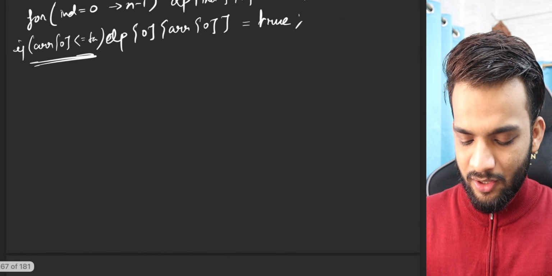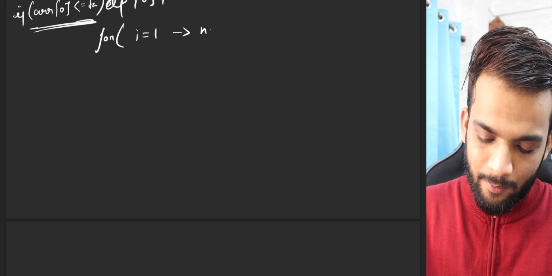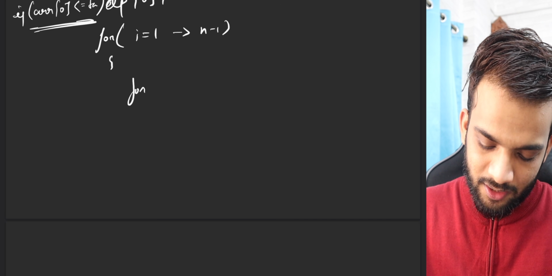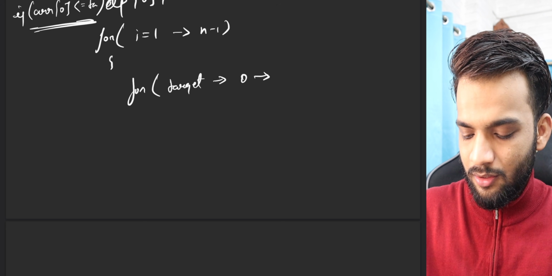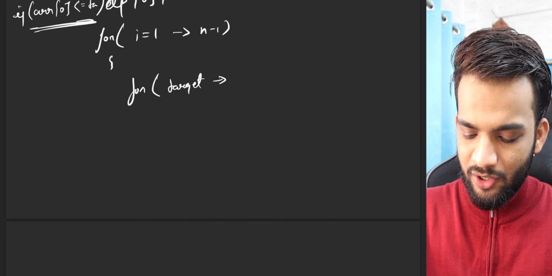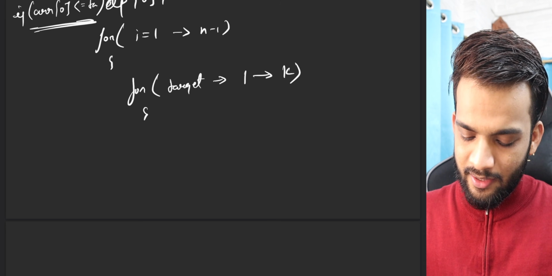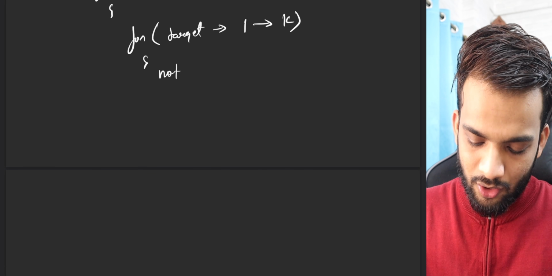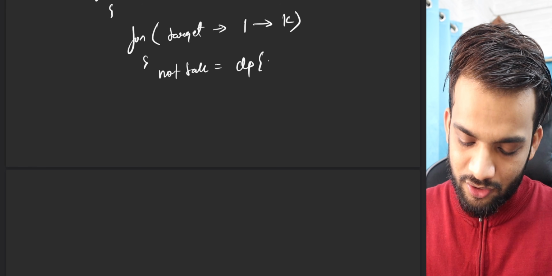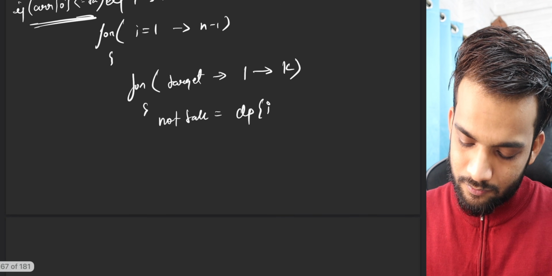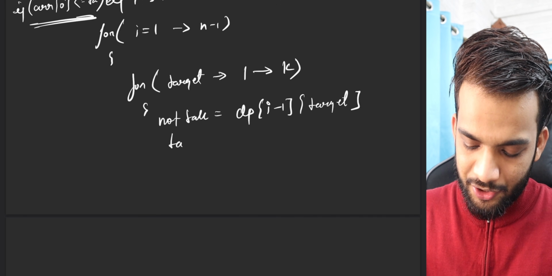And what after that? You basically wrote a couple of loops, which started from 1 to n minus 1. And then you wrote something which started from the target, from 0 till, since 0 was already done, you can easily start from 1 till the target k, right? That was it. And you wrote the same thing: not take equal to dp of I minus 1 and target, and the take was initially false.